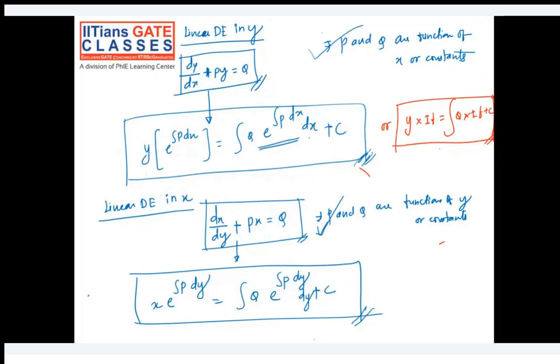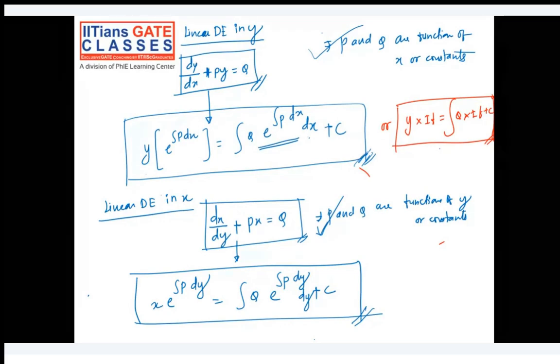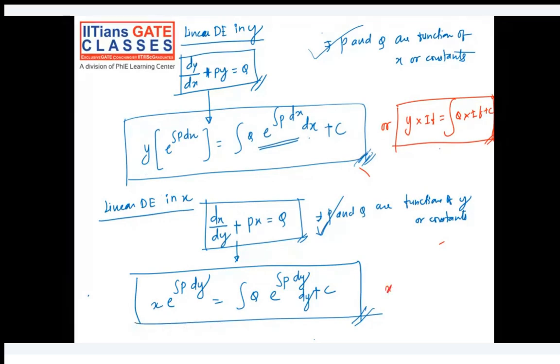So in this situation, the solution is x into integrating factor is equal to integration of q into integrating factor plus c. And the integrating factor in this case is e to the power integral p dy. That is the only difference. So a linear differential equation can be in y or can be in x. Then this is how you have to solve it. Is it clear till this? Okay, let's solve some questions, then things will be more clear.